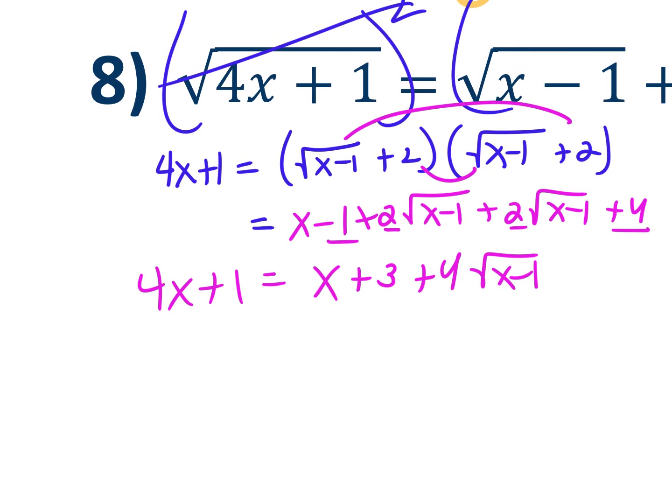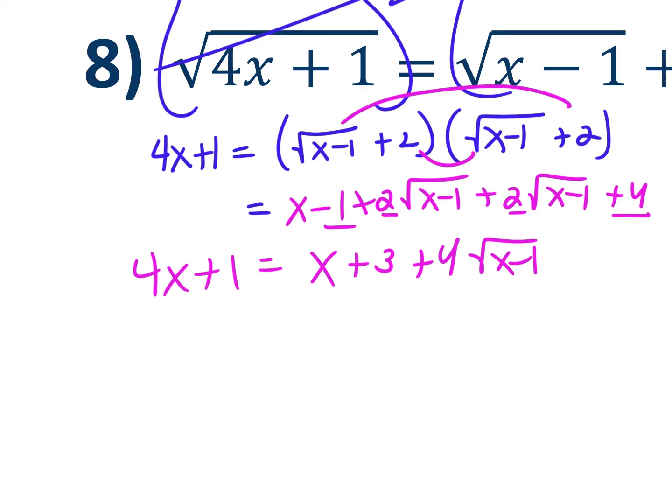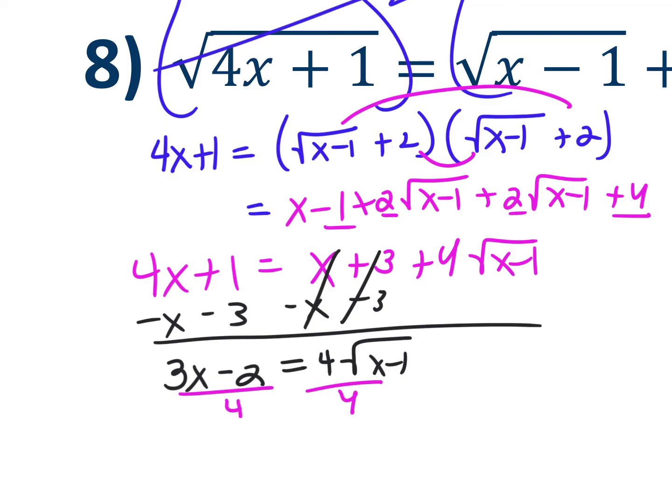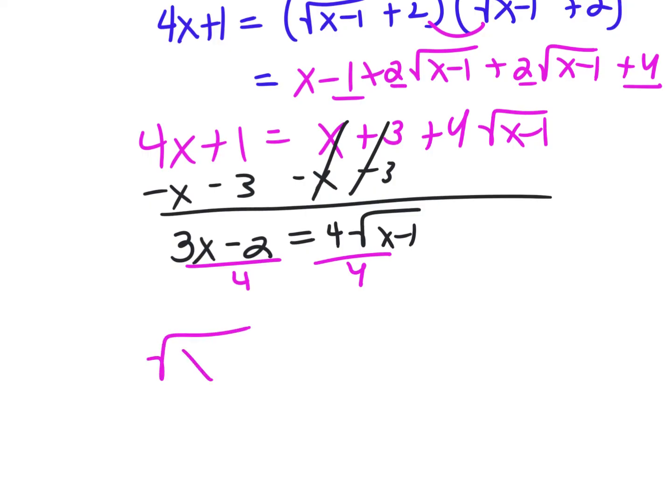So we now have our radical exactly how we want it. We need to go ahead and get our numbers to one side, letters to another, or try to isolate that radical first. So minus x, and we're going to minus 3, minus 3. So 4x minus 1x is 3x. Positive 1 and a negative 3 is minus 2, equals 4 times the square root of x minus 1. Our radical is almost by itself now. We're just going to have to divide both sides by 4. So I'm going to rewrite the radical on the left here. So I have square root of x minus 1 equals 3x minus 2 over 4.